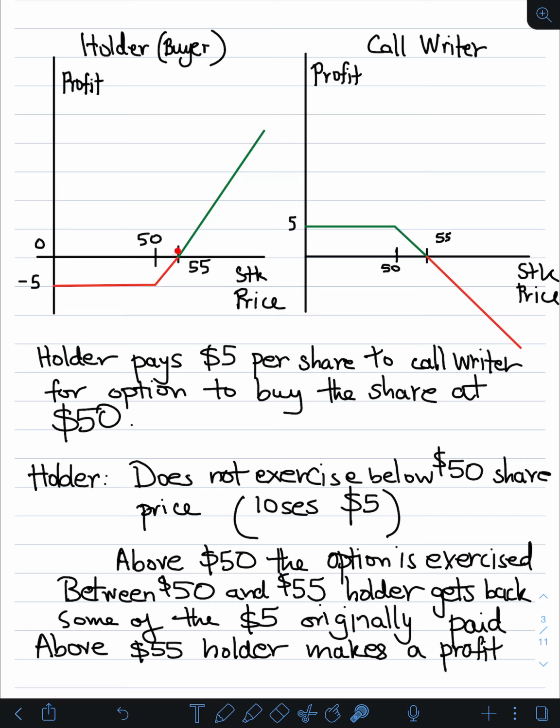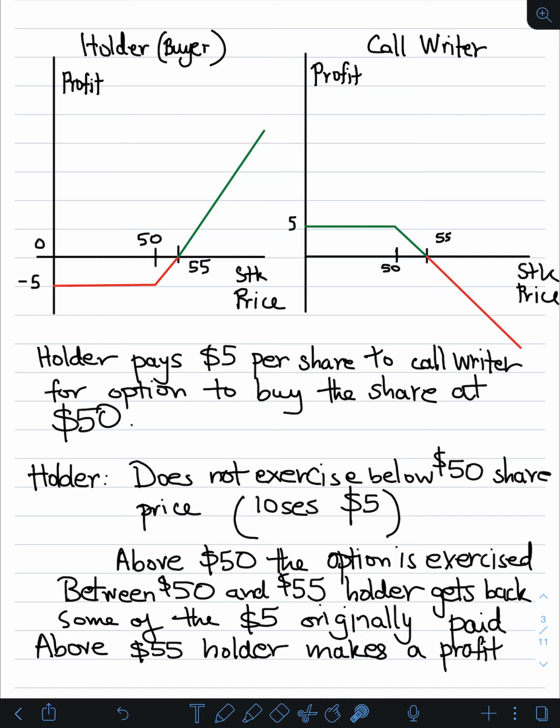Above 55, however, you will be making a full profit, because you can buy the stock. Let's say it's 56. You can exercise that option at 50, buy the stock for $50, and sell it in the market for $56. You've paid $5 to the call option writer, and you're still left with $1 extra. So you've made a $1 profit overall.